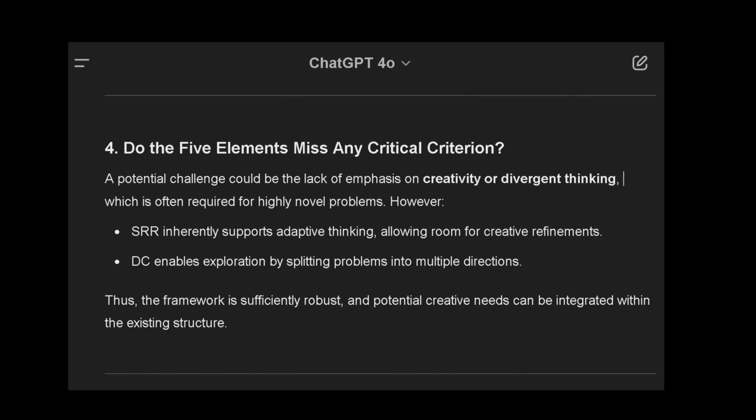And then, of course, there's the critical question, hey, do we miss anything if we do this? And after some discussion, ChatGPT came back to me and said there could be a lack of emphasis on creativity or divergent thinking. Everything is so linear logic here. So if you have highly novel problems, then this creativity approach, this highly divergent thinking, just going crazy for a minute and trying where we can go, might be a good add-on that we should keep in mind.